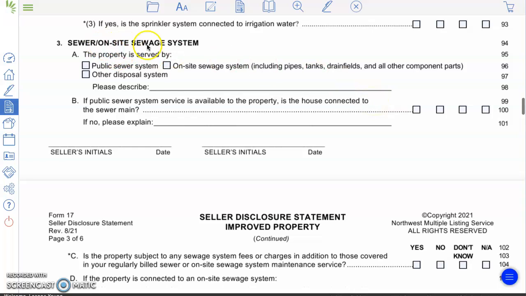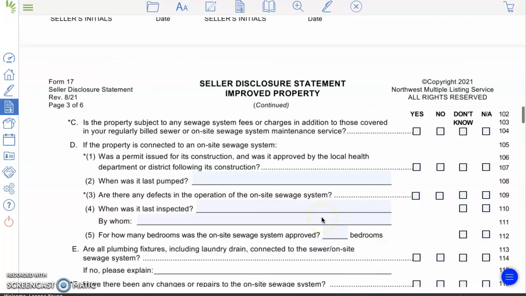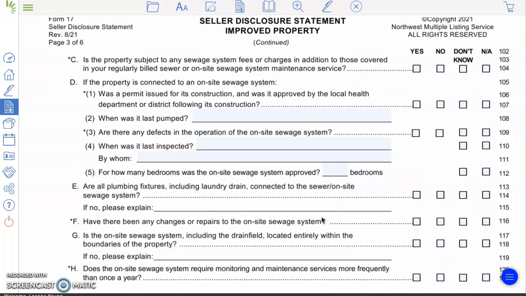This is sewer or on-site sewage system, otherwise known as a septic system. So you just want to check the appropriate box here, whether you're on a public sewer system or if you're on a septic. If public sewer system is available to the property, is it connected to the sewer main? So most people would know that. Subject property, any sewage system fees or charges in addition.